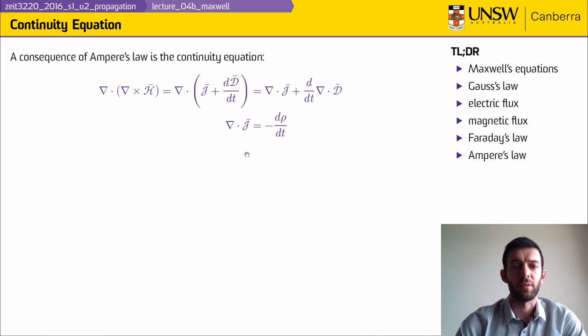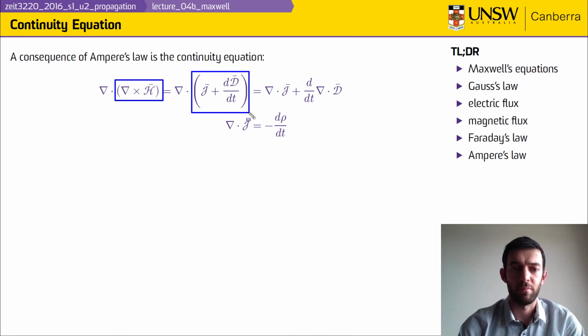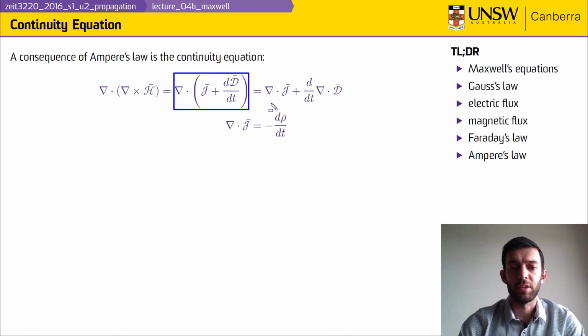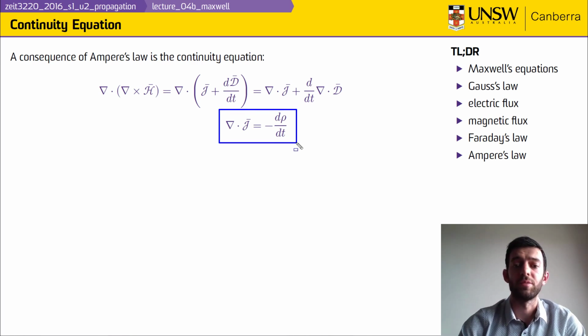The consequence of Ampere's law is the continuity equation. If we take the divergence of the left-hand side, del cross H, and the right-hand side, J plus dD/dt, then we can take advantage of the vector calculus property of divergence of curl of a field being equal to 0. Once we spell this out in terms of divergence of J plus d/dt of divergence of D, we can recognize this component as being equal to our charge density. And the final result is the divergence of J is equal to negative change in charge density.